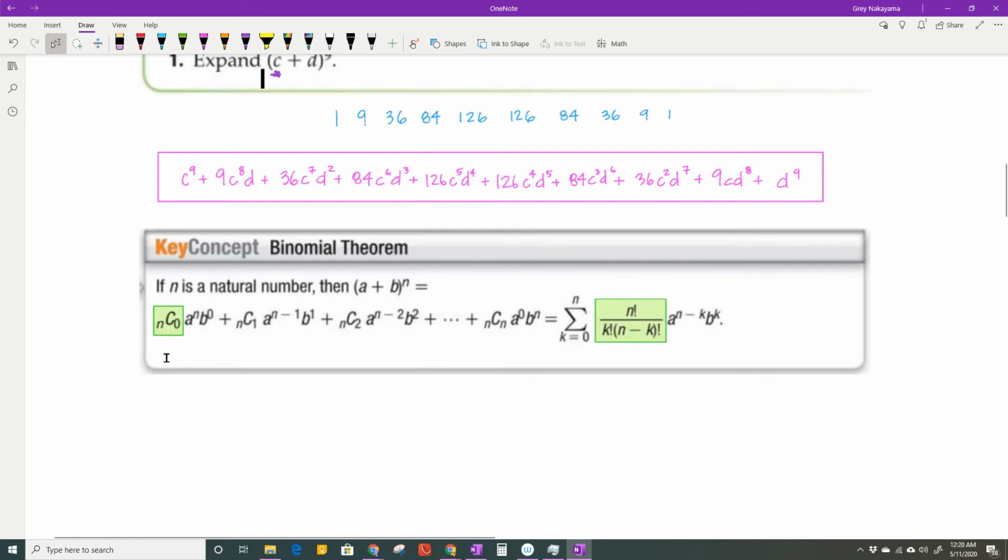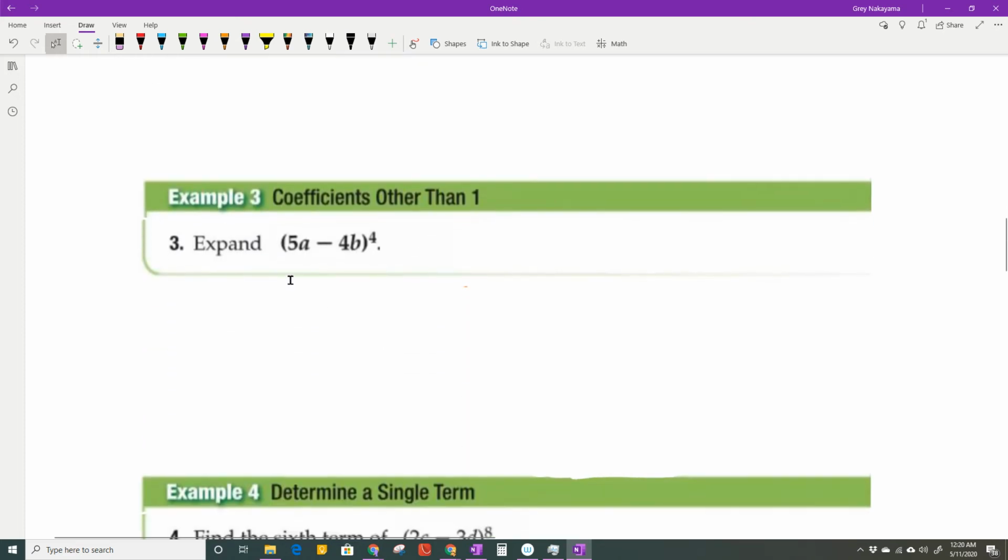This is exactly what I just talked to you about. I already told you n choose 0, n choose 1, n choose 2. It is that formula, our combination formula. I'm going to write this for you in a simpler way in just a second, but I want to do an example where we have coefficients that are not 1.